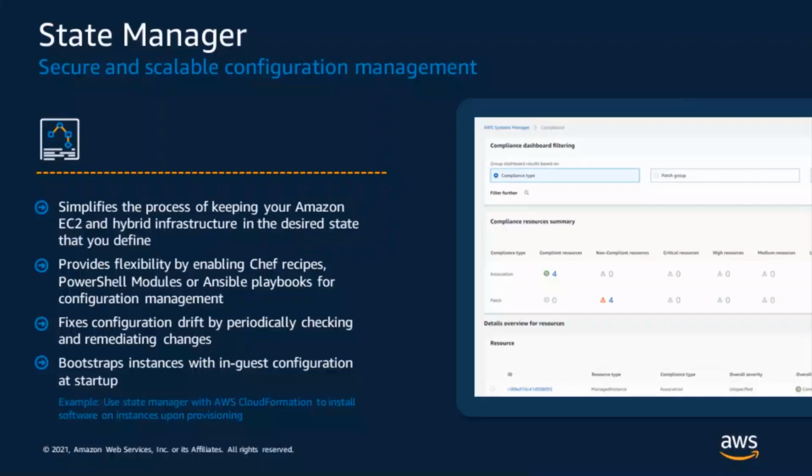So State Manager. State Manager is a secure and scalable configuration management service that automates the process of keeping your Amazon EC2 and hybrid infrastructure in a state that you defined. One thing that we found on premise is trying to ensure that everything is in line with what we think it should be. They're patched how they should be. They have the things on them that should be running. Everything is happening in a consistent manner.